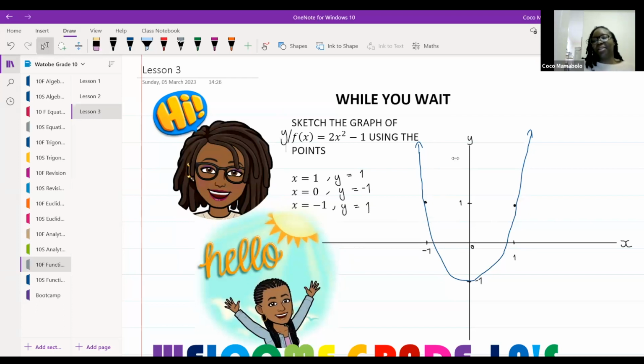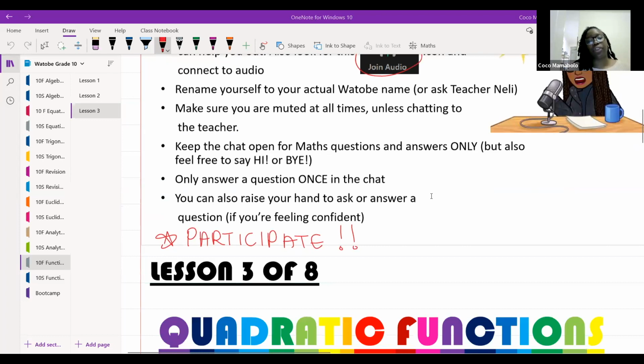For those of you who are joining us for the first time, we are on lesson 3 of 8. Lesson 1 and 2 can be found on the website. In lesson 1, we tackle the straight line graph. And in lesson 2, we speak a little bit about the parabola and what it means to draw a parabolic or quadratic function.